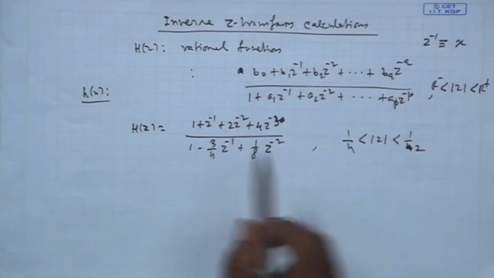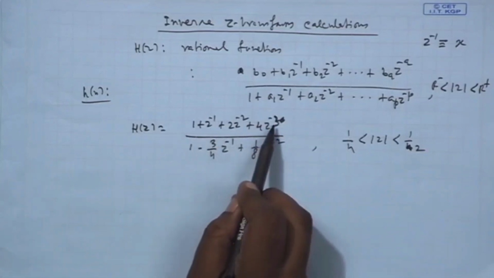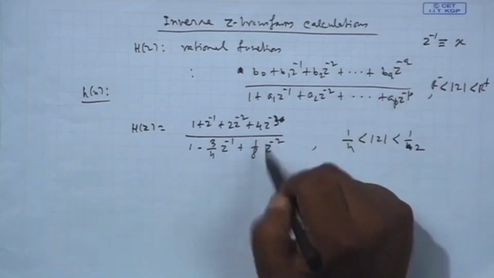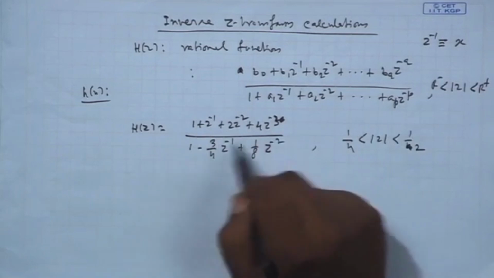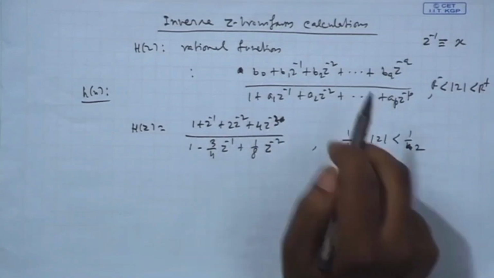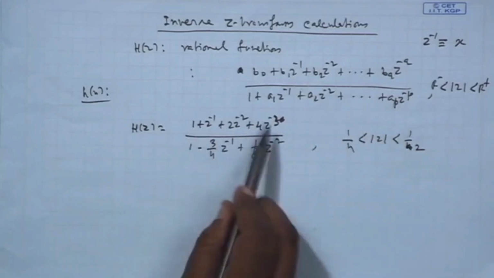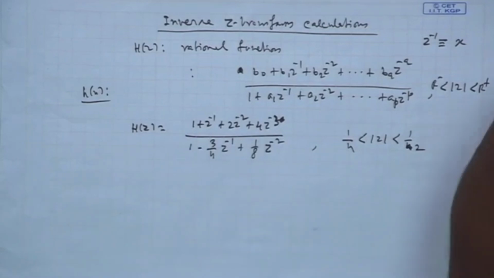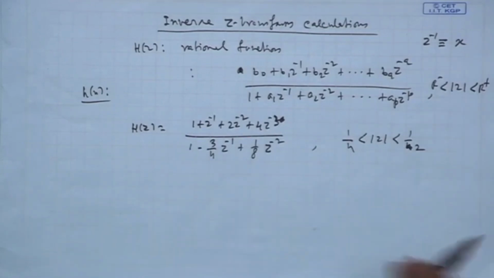Now, here you see the numerator has power 3 in terms of x, if you call Z inverse x, and the denominator has power 2. So obviously the numerator has higher power than the denominator. So what will I do? We will divide the numerator by the denominator. For your convenience, I replace Z inverse by x.